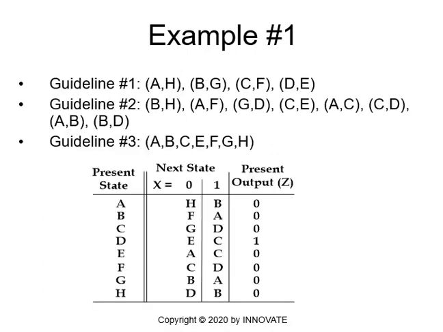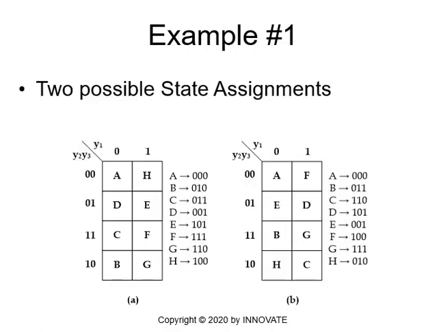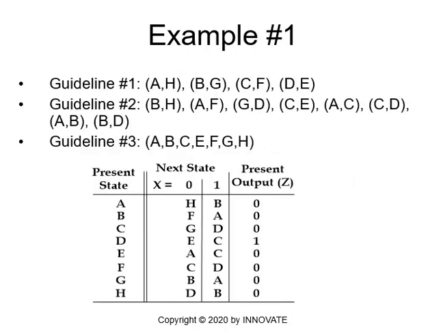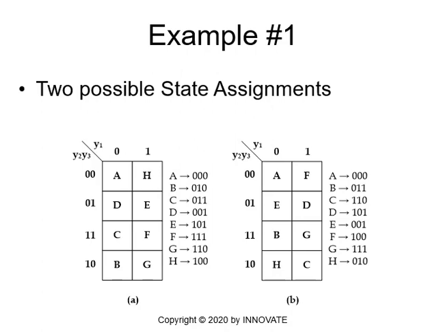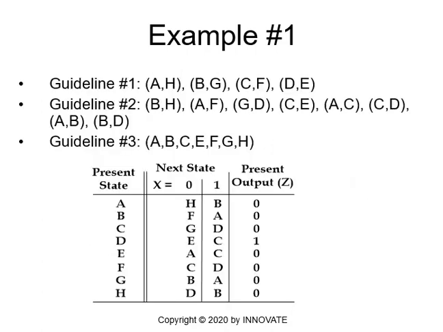How about A and C? A and C, no, there is no adjacency between A and C either. How about C and D? C and D, no. So A and B, no.